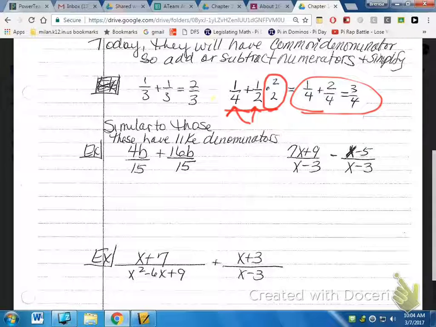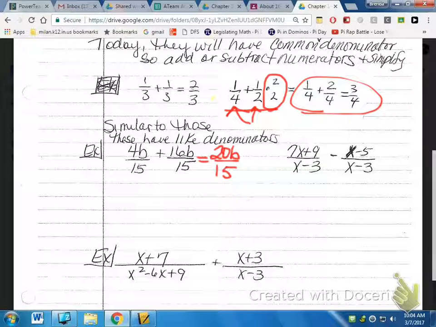We'll start off simple. Similar to those, these have like denominators. So here we go. Example 1. 4b over 15 plus 16b over 15. They have the common denominator of 15. So I would go ahead and write that down because that's not going to change. Then you look at your numerators, 4b plus 16b. Well, those are like terms and they can be combined for a total of how many b's? 20. So 20b over 15.